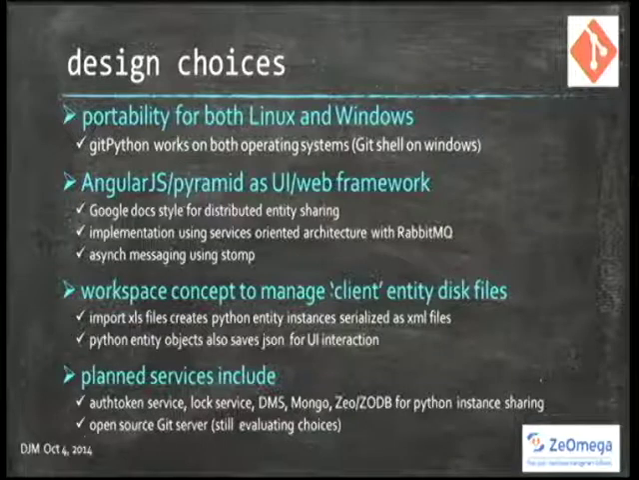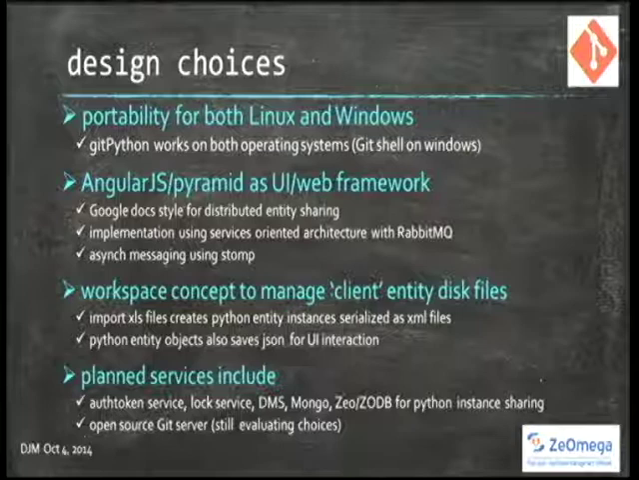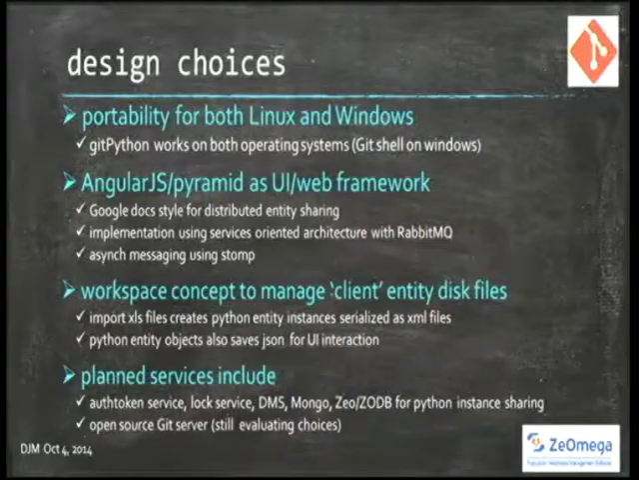So the workspace concept seems to be working. Everybody in our project seems to get it. It seems to be intuitive, calling it a workspace. We're going to have all these services in that picture we showed, including Mongo, a document management system, a lock service, and an authorization token service. We also expect to have ZEO and ZODB for Python instance sharing across multiple servers, and to use an open source Git server. We still have to pick which one we're doing for that.